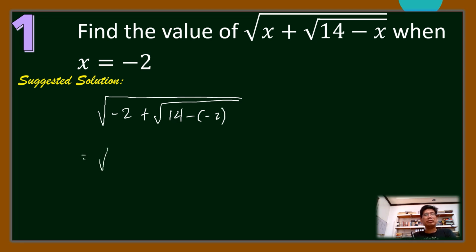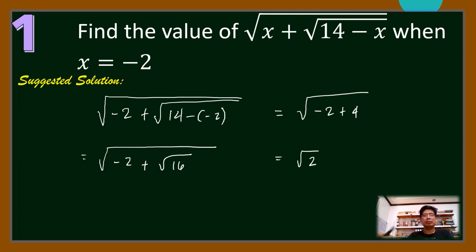Then we have the square root of negative 2 plus the square root of 16. The square root of 16 is 4. So we have the square root of negative 2 plus 4. Then this is the square root of 2.